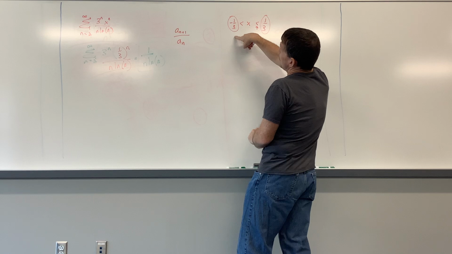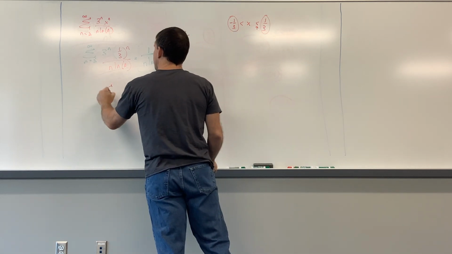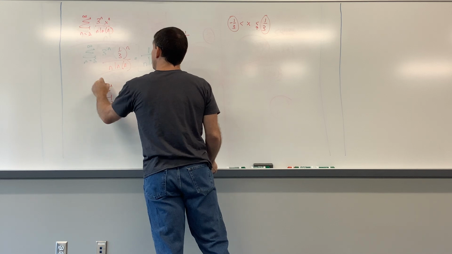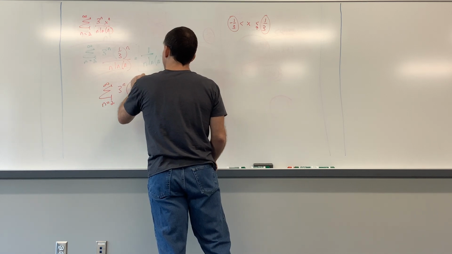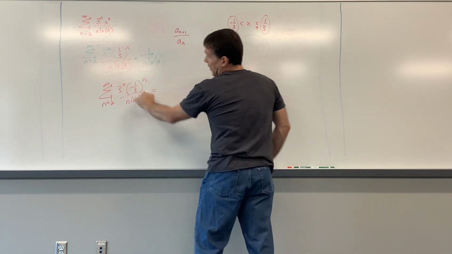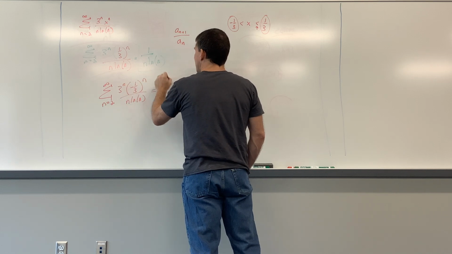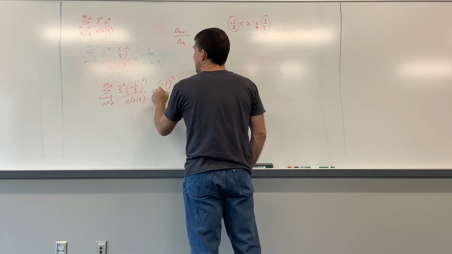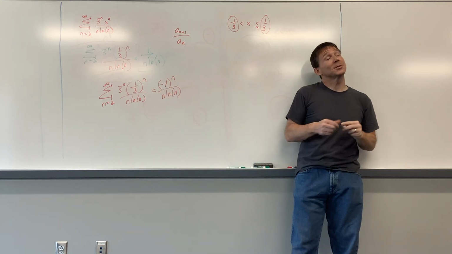Then you do the same thing, you check this endpoint, negative 1/3, and you get the series from n equals 2 to infinity, 3 to the n, negative 1/3 to the n over n ln of n. Here again, you can combine these. 3 times negative 1/3 is negative 1, so negative 1 to the n over n ln of n. This is now an alternating series.